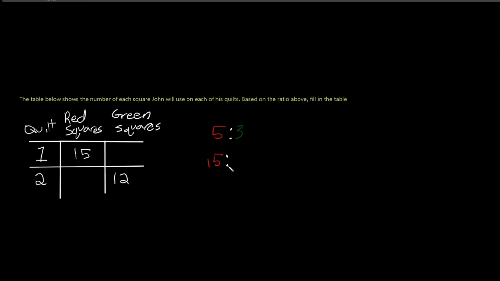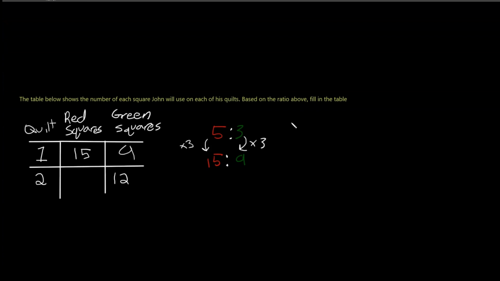So now we need to figure out how many green squares he's going to make if he's including 15 red squares. So in order to get from 5 to 15, what John did was have 3 times as many as the ratio. 3 times as many. So to find this, I'm going to multiply the amount of green squares by 3 as well. So 3 times 3 is what? 9. So the amount of green squares that John will have in quilt 1 will be 9.